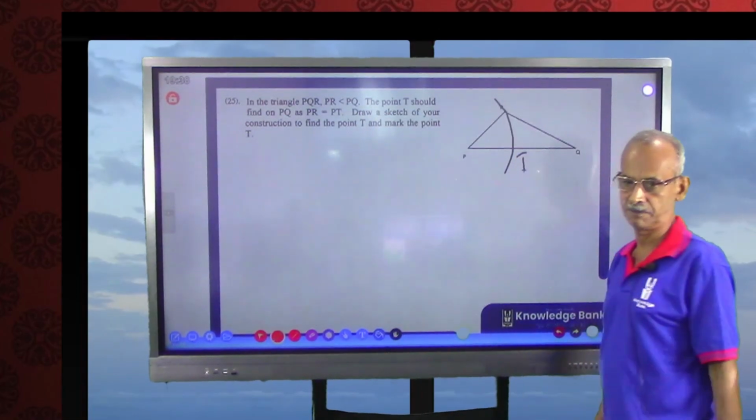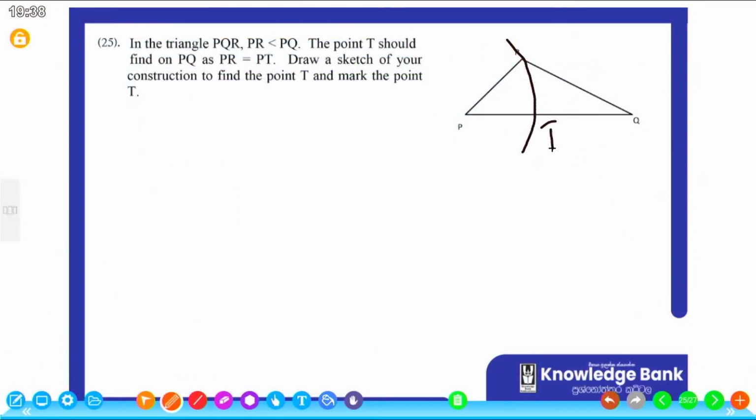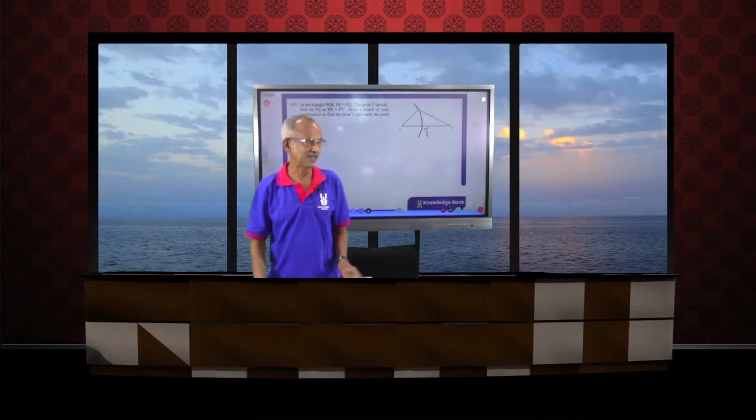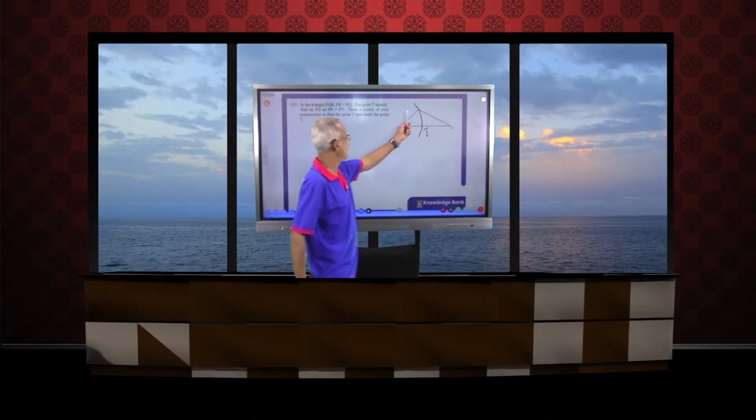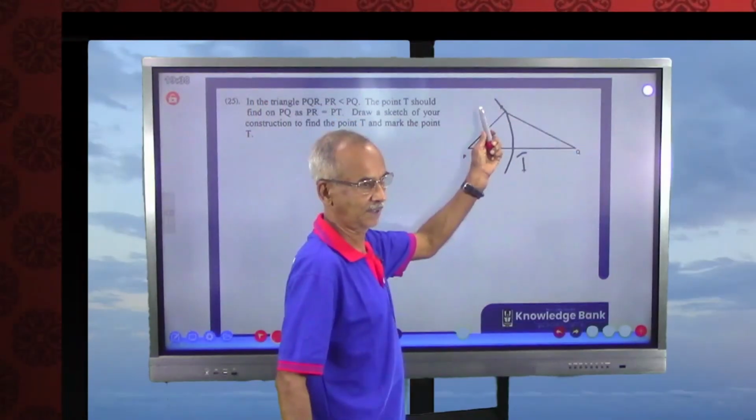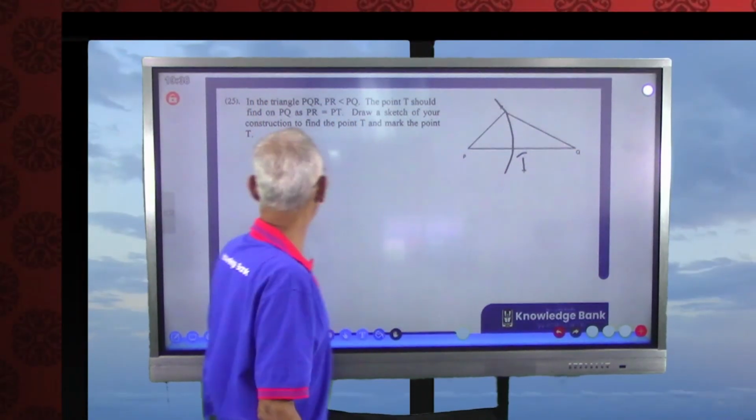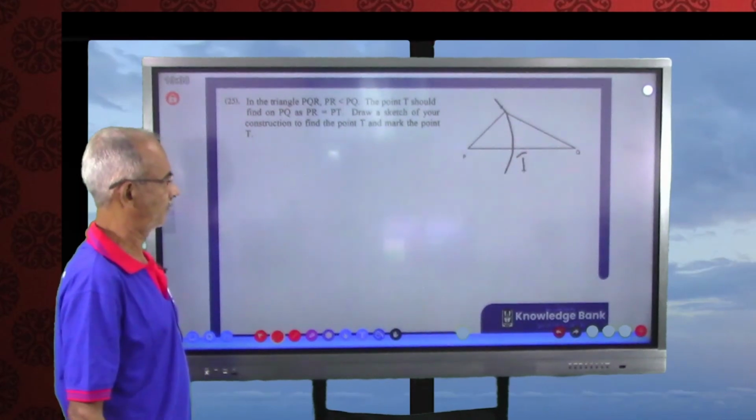That's the construction. It is better if you use the compass. Otherwise, you can draw it in this way, but the arc is very important. That's the answer for question number 25.